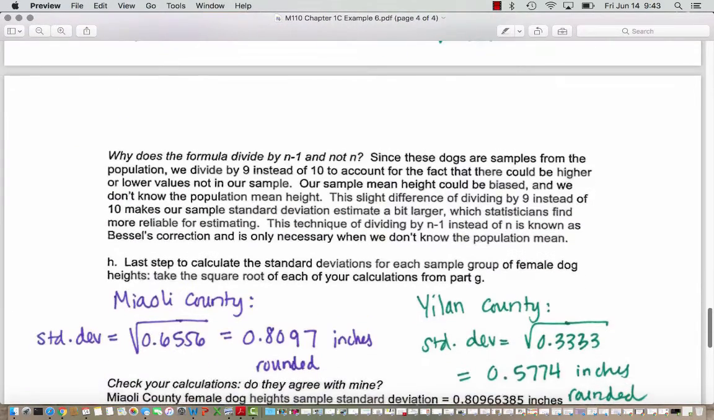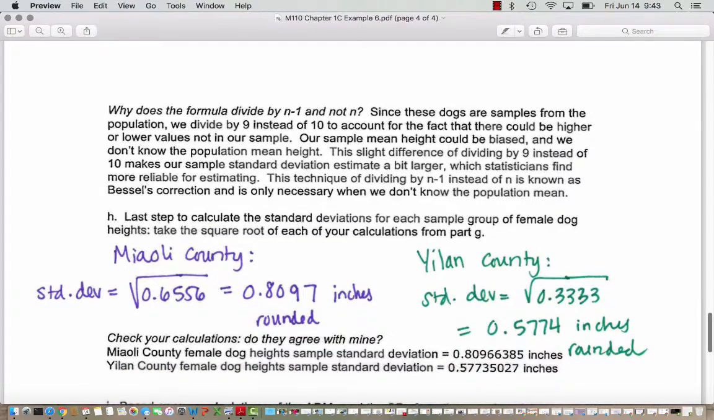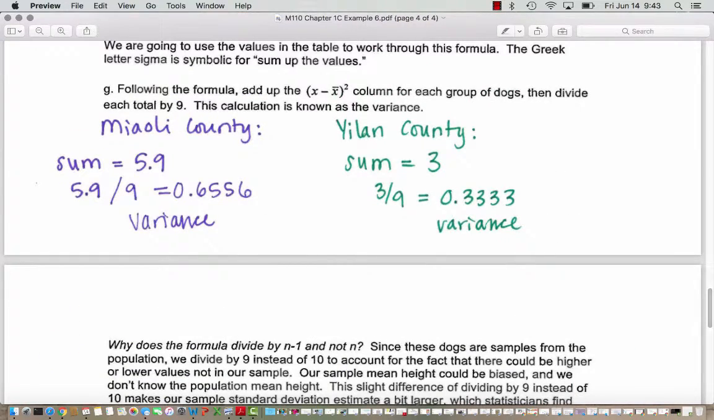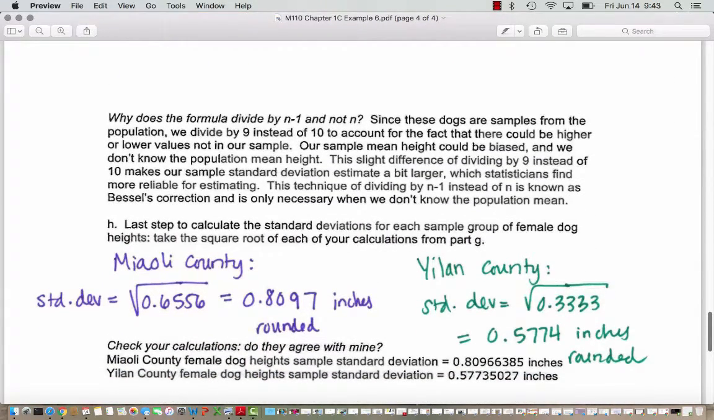And then you might ask, why does the formula divide by n minus 1 and not n? So up here we were dividing by 9 because that was 10 minus 1. Since these dogs are samples from the population, not the whole population, there could be some outliers that we didn't include from our random sample. We divide by 9 instead of 10 to account for the fact that there could be higher or lower values not in this sample.